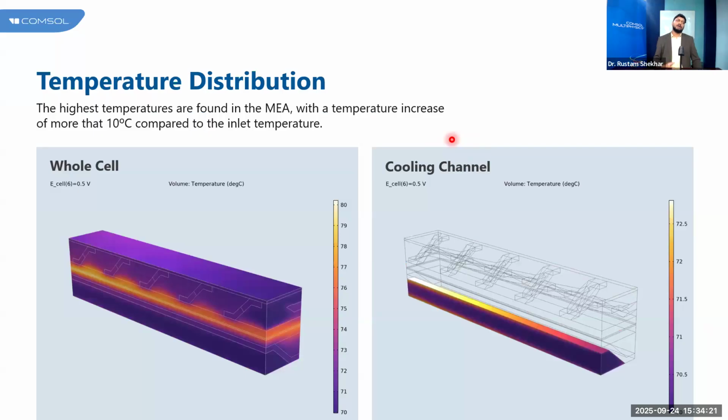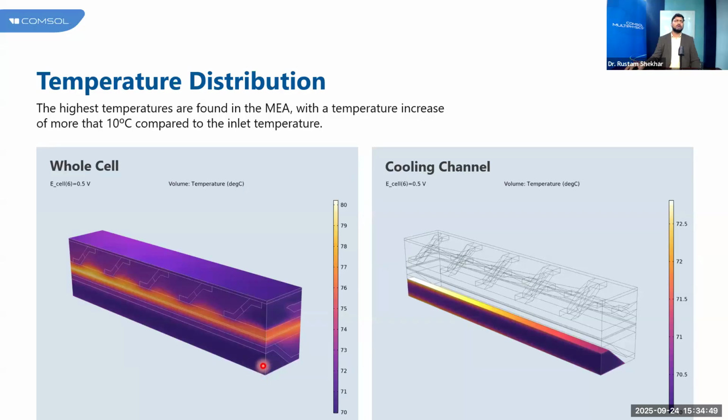Now, if we want to maintain the thermal balance, or the thermal management also, locally what we can observe at 0.5 volt is that the whole cell, at the MEA, wherever the action is happening or the magic is happening, where current is being produced, the sources are higher. So then we can see higher temperature at the MEA, which is 80 degrees Celsius.